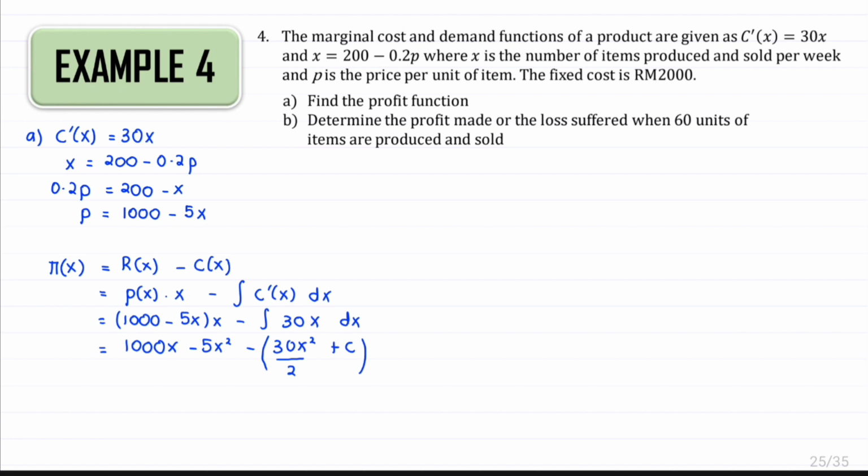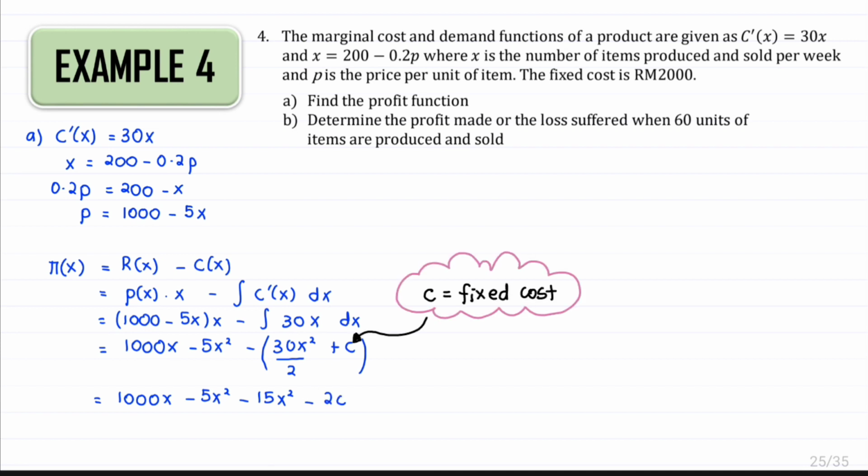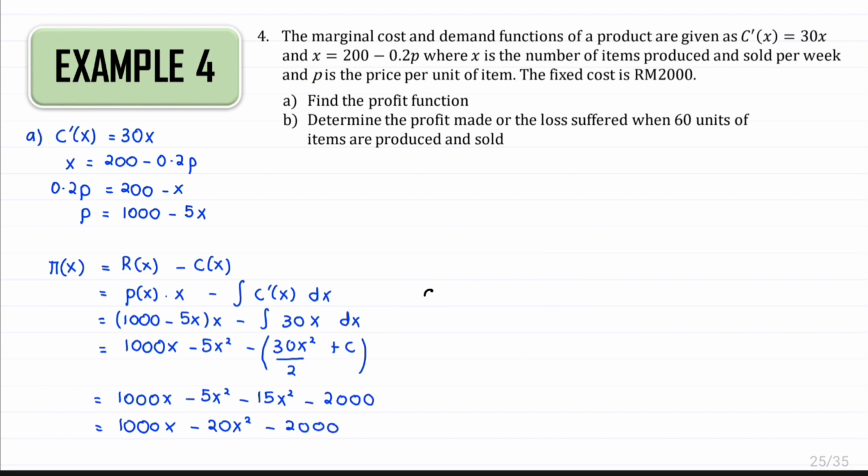And we know our fixed cost is 2000. So we substitute: 1000x minus 5x squared minus 15x squared minus 2000. Our fixed cost is 2000. So we get 1000x minus 20x squared minus 2000. This is the function for profit.